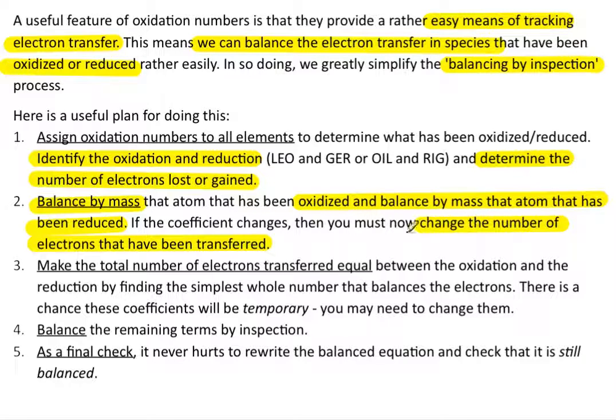If you change the balance by mass, you change the number of electrons transferred. You then make the total number of electrons transferred equal between the oxidation and the reduction. So now what we're looking at is an oxidation with a certain number of electrons transferred. That has to be matched by the same number of electrons being gained in the reduction. And to do that, you simply find a whole number that balances those 2 electron transfers.